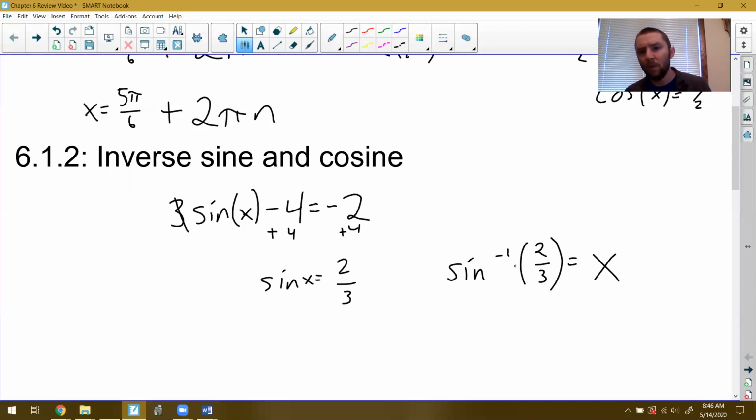So we do this on our calculator, sine inverse of 2/3, and we get a value that is between negative pi over 2 and positive pi over 2, right? If we're thinking in radian mode. Remember that the sine inverse function, we had to restrict the range, right?